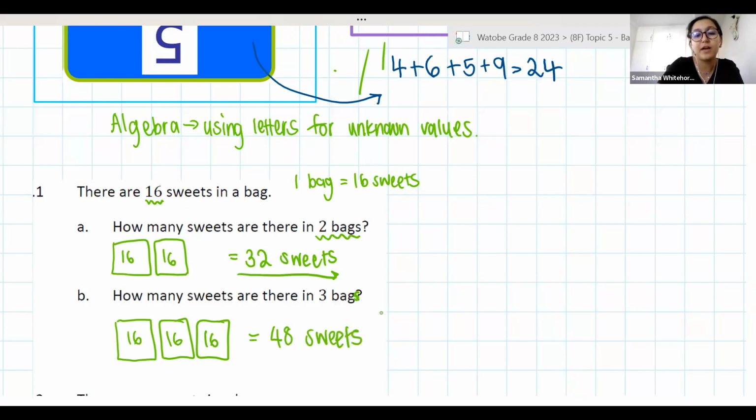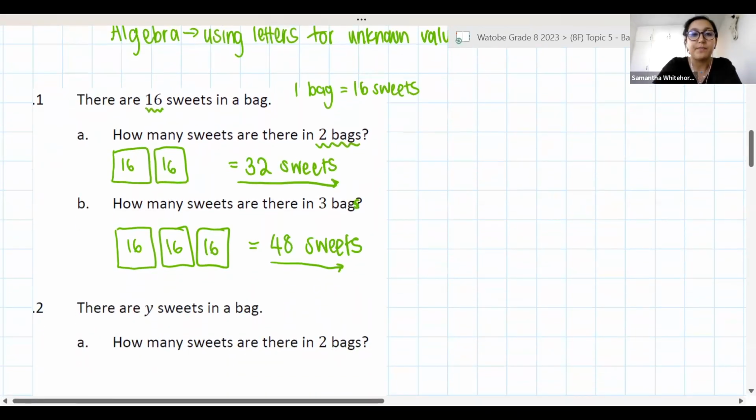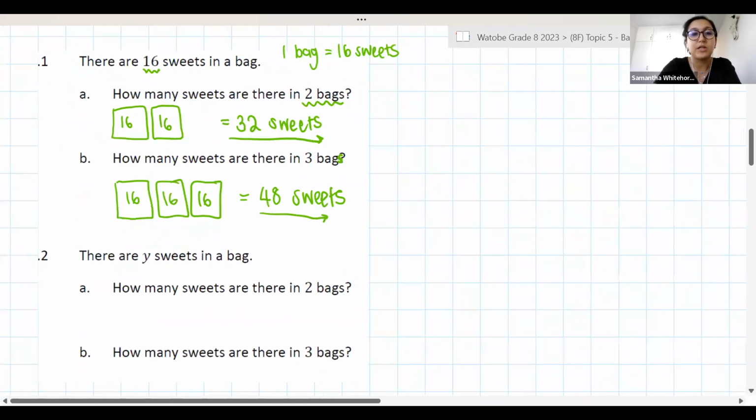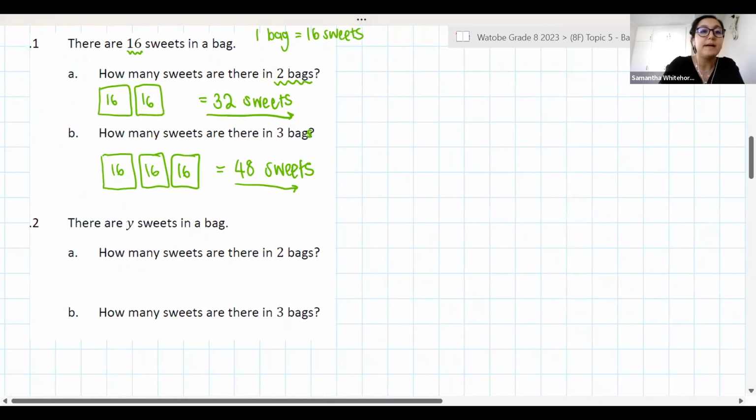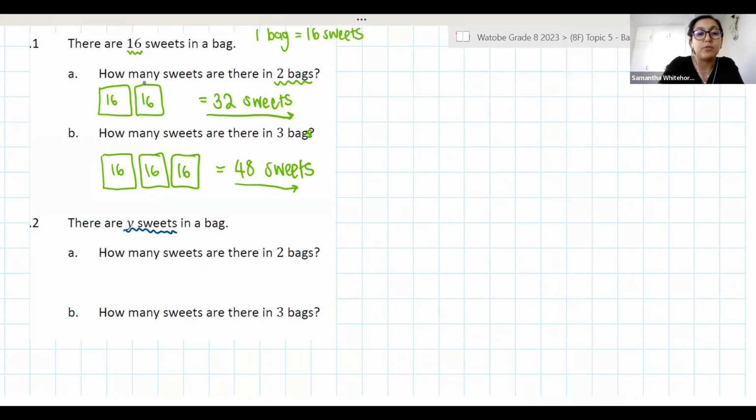Okay, now that's all fine and good because I knew how many sweets I was working with. But remember, the whole point of algebra is that we have unknowns. So let's see what happens when we're dealing with an unknown situation. This is quite similar to the question that I just asked you. If we now have y sweets in the bag, so I'm using my variable, my letter to represent an unknown. I'm saying I've got y sweets in the bag. I don't know how many I have. I just know I have some sweets in the bag.